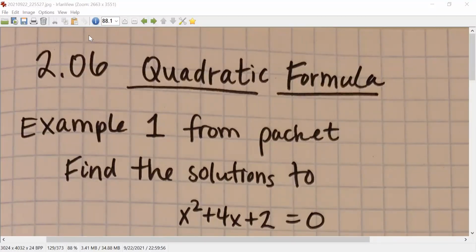Good evening, everyone. Today we're going to be talking about 2.06 quadratic formula, something that you are familiar with. You are going to write this down in your notes. This comes from example 1 in the packet, which says basically to find the solutions to x squared plus 4x plus 2. So take a moment and make sure that you copy this down into your notebook.